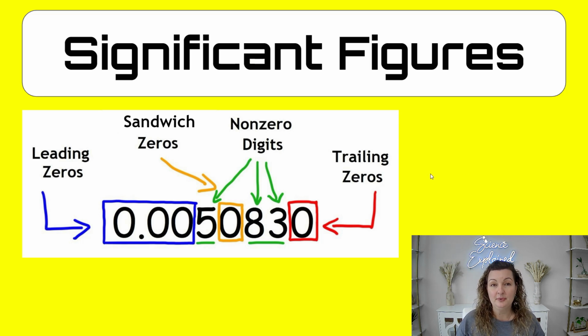So here's just an example of one number that kind of has them all in place for you. We start off with our leading zeros. And then we're going to have our non-zero digits, the 5, the 8, and the 3. And then we have a sandwiched 0 right here in the middle. And then we end with a trailing 0 at the end.